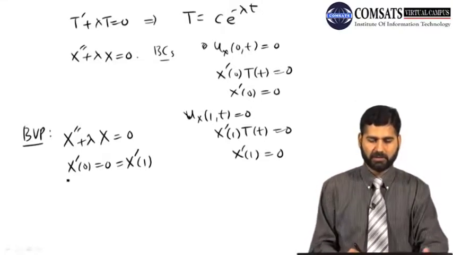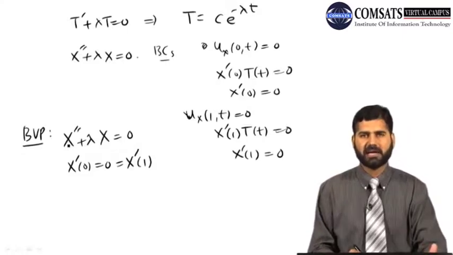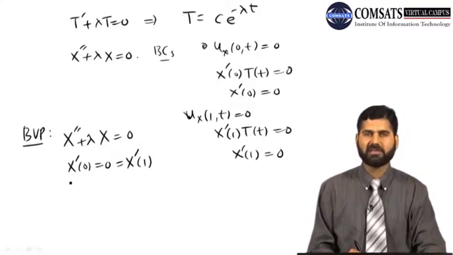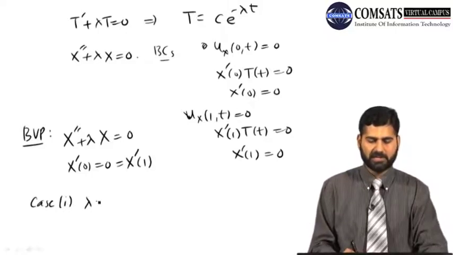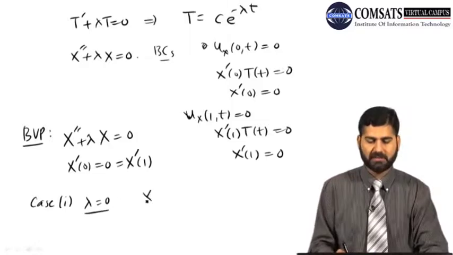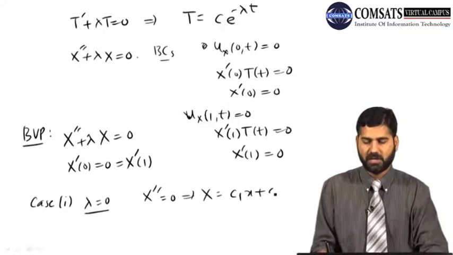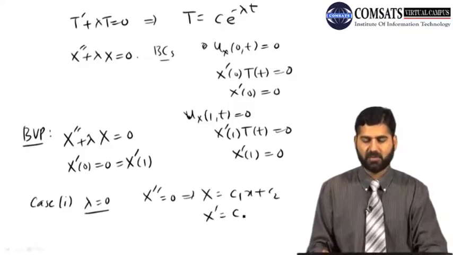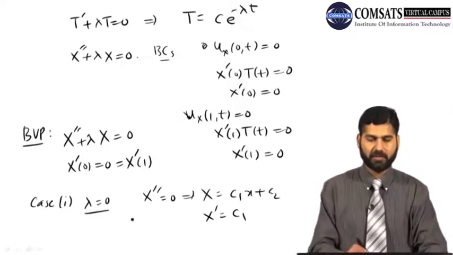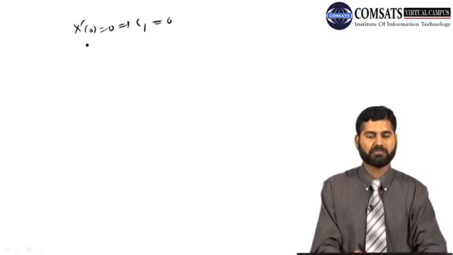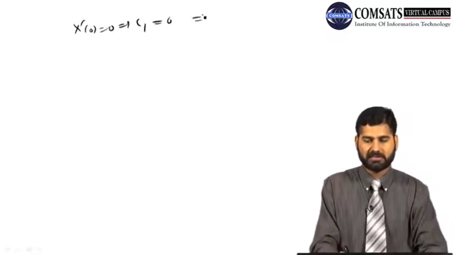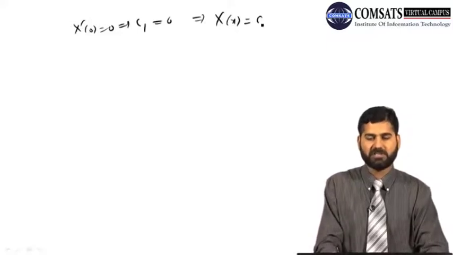So solutions again remain the same: lambda negative, positive, 0. We will discuss all the cases here. So case 1, lambda is equal to 0, gives you x double prime equal to 0. So this means x is equal to c1 x plus c2. Now x prime is just c1. So both the conditions give you c1 equal to 0. See, if x prime at 0 is equal to 0, this makes c1 equal to 0. All right, so this implies that your x of x becomes just c2.